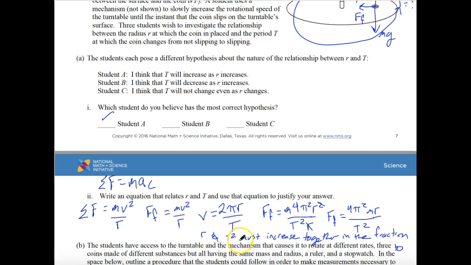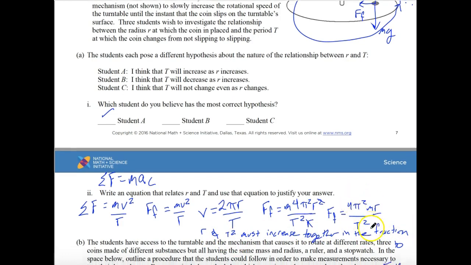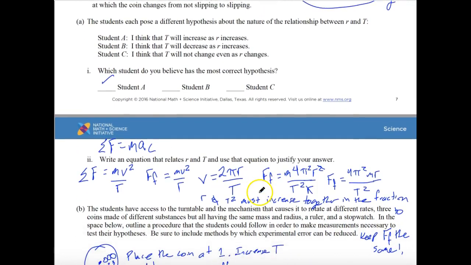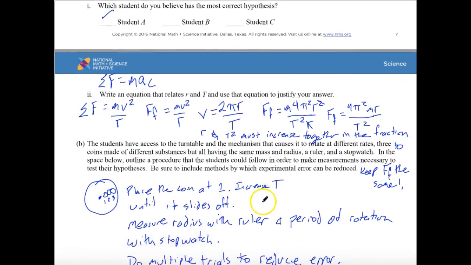So r and T squared must increase together in order for that fraction to keep the friction the same. And so that is why we need to worry a little bit about what's going on.